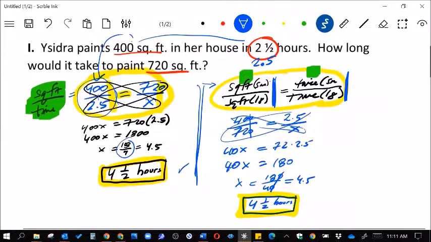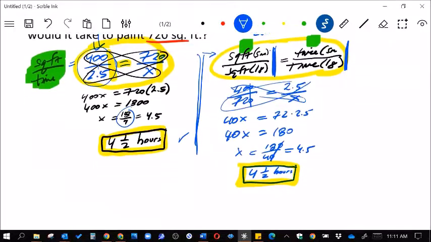So a key thing to think about these is stay consistent in setting up your proportions.